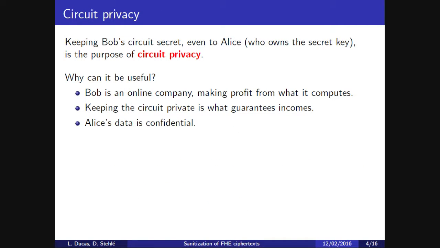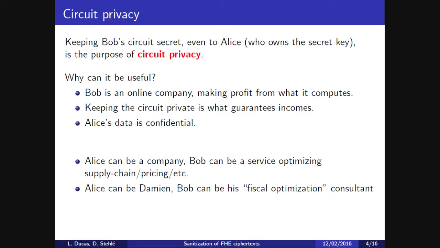So why would we want this? Well, we have several scenarios where it could be useful. For example, if Bob is an online company and he has a very good algorithm that he wants to make profit off by selling computation, but it's computing on data that are sensitive and that also need to remain private. So two examples are the following. For example, a company that would want to optimize pricing or supply chain strategies. And Damien also has this very nice example that maybe he is actually Alice and Bob is this fiscal optimization consultant.